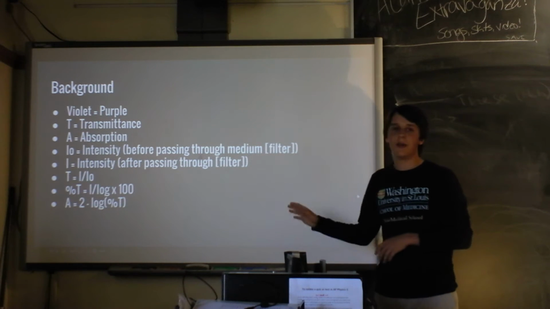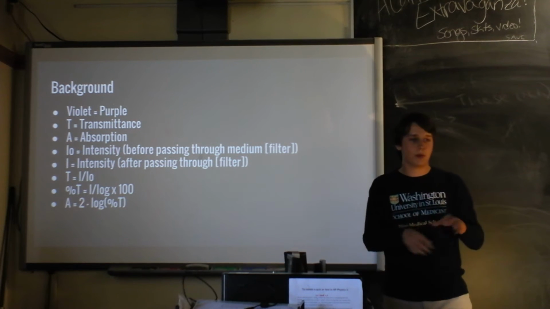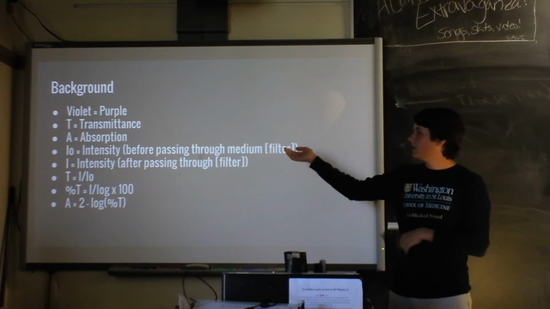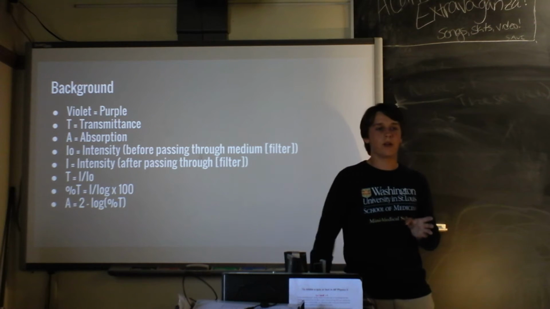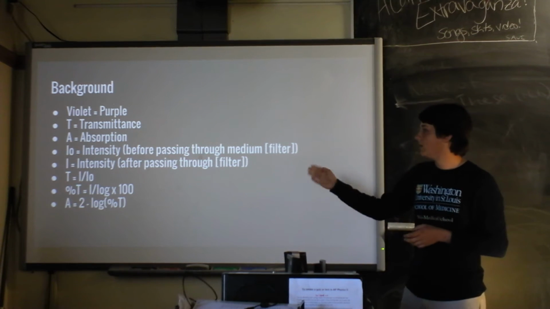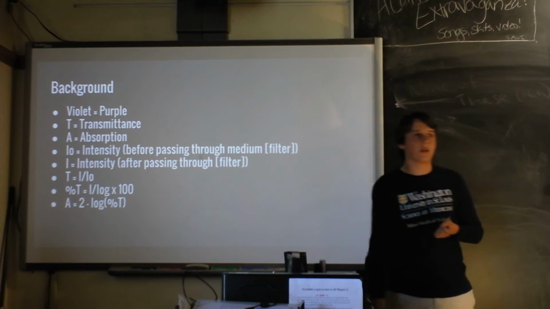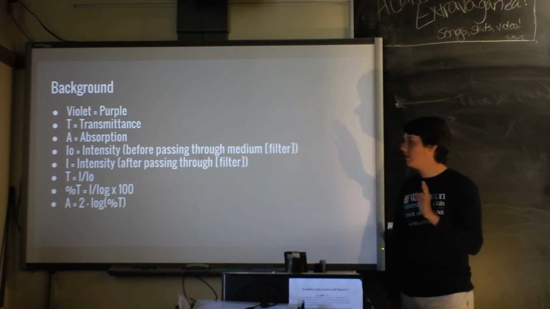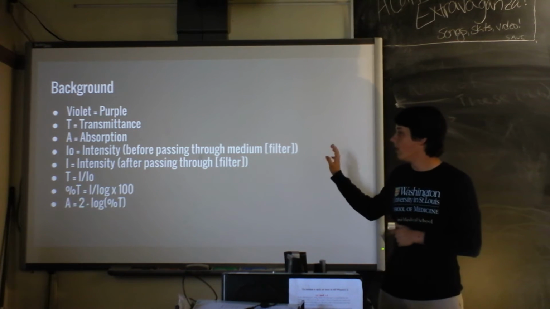Background. So I said violet equals purple because usually in the spectrum, violet is substituted for purple. So if anyone was confused, purple is purple. Transmittance equals T, A equals absorbance, I initial equals the intensity of the light before it enters and passes through the medium, which in this case was a filter, and I final is the intensity after passing through the filter. Transmittance can be calculated by dividing I final by I initial, and then percent transmission is the final intensity divided by the initial intensity, times 100.